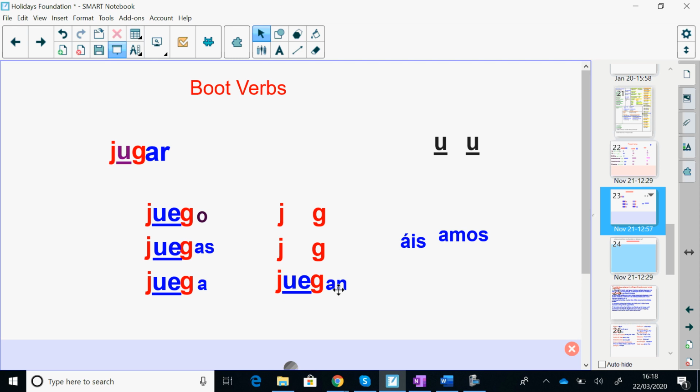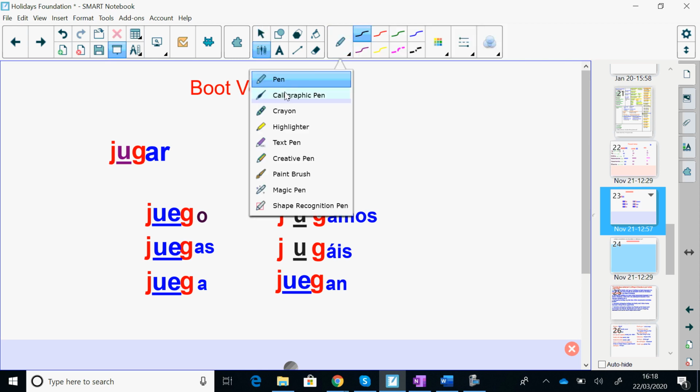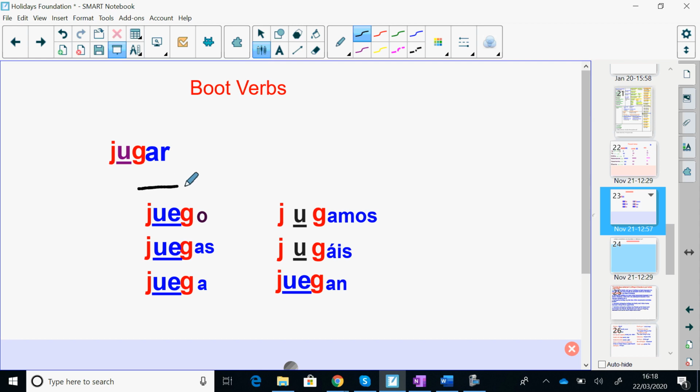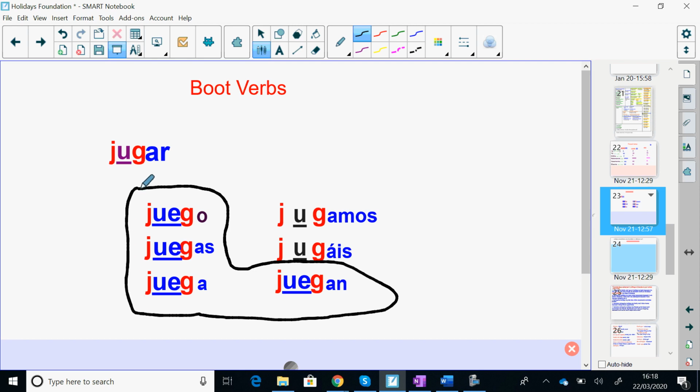Now, I'm leaving this till the end because look at what happens here. To say we play, yes, the ending is vamos. But now, instead of UE, like here, I'm going to use the same as in the infinitive, which is basically U. Okay, and for you plural, the ending is absolutely fine. I'm going to use U. This is a boot verb. Why is it a boot verb? This is the magic because of this. This looks like a boot. Excuse my drawing because I'm not very good at art.